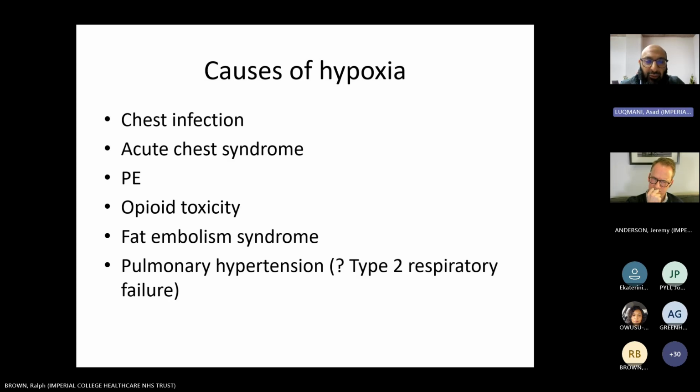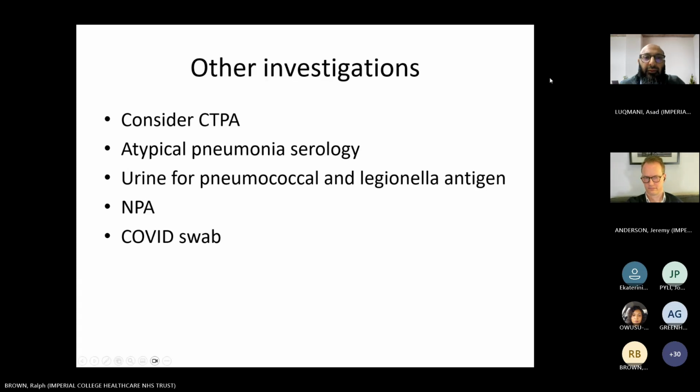Aside from acute chest syndrome, it's just important that we bear in mind that there are other causes of hypoxia in patients with sickle cell disease, as listed there. So I've already mentioned the differential diagnosis of acute chest syndrome being lower respiratory infection, pulmonary embolus, opioid toxicity, fat embolism syndrome, and pulmonary hypertension, which often leads to a more chronic type 2 respiratory failure picture. Next slide, please. We'll skip over that one.